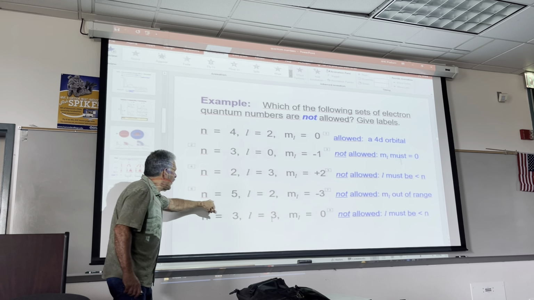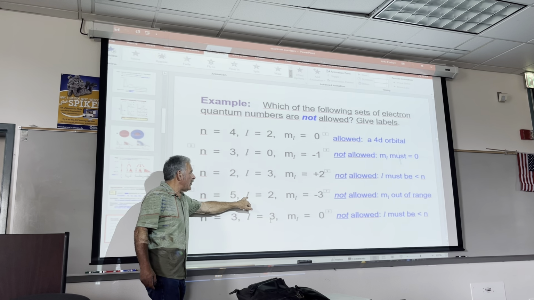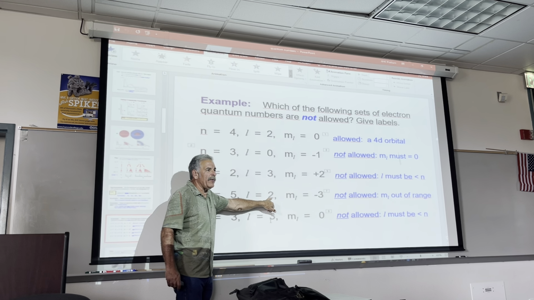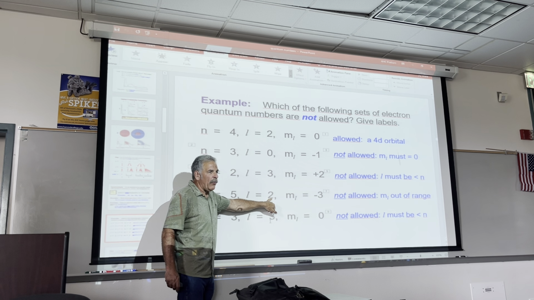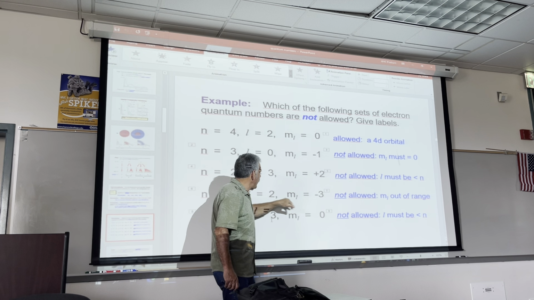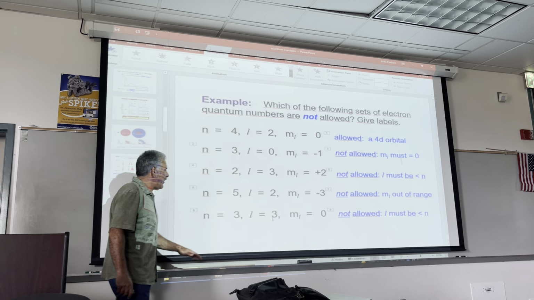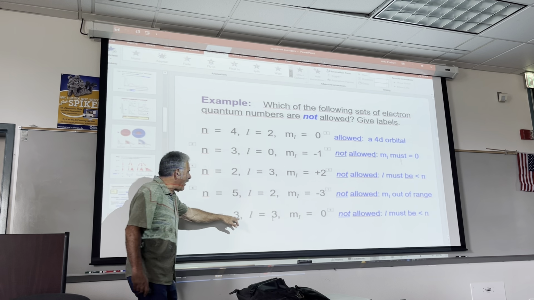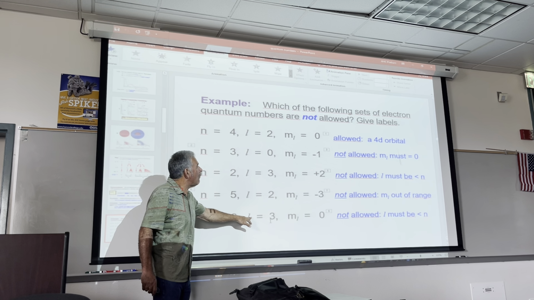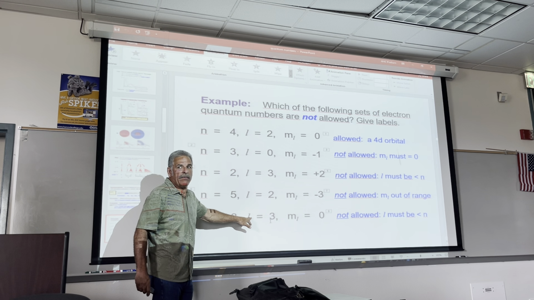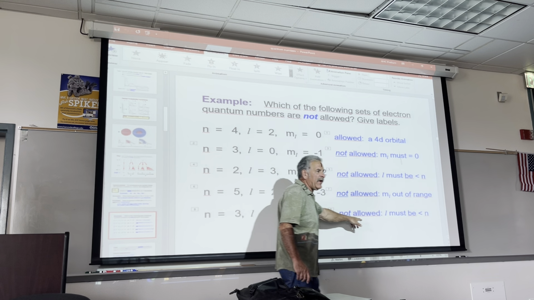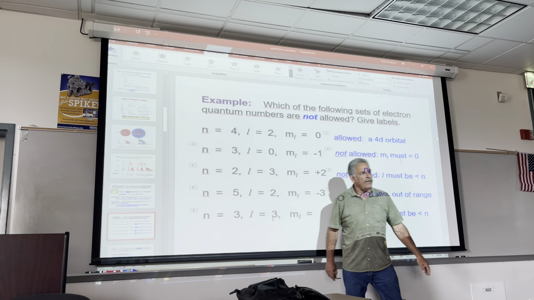n equals 5, l equals 2. Okay, so far so good. m sub l equals minus 3. No, because m sub l has to be minus 2, minus 1, 0, 1, or 2. So m sub l has to be in that range, and it's not. Then n equals 3, l equals 3. No, doesn't work. l has to be less than n, right? Okay. l must be less than n.